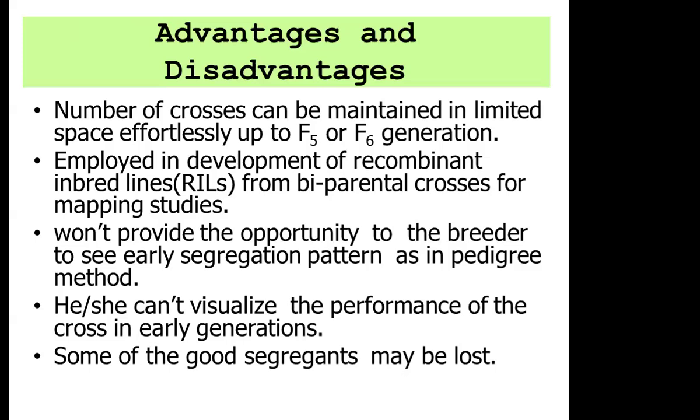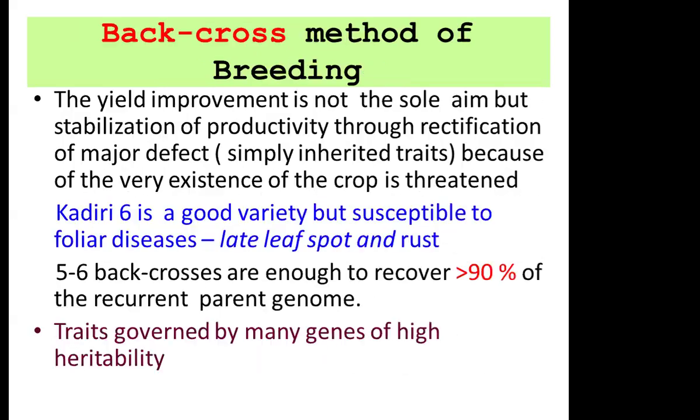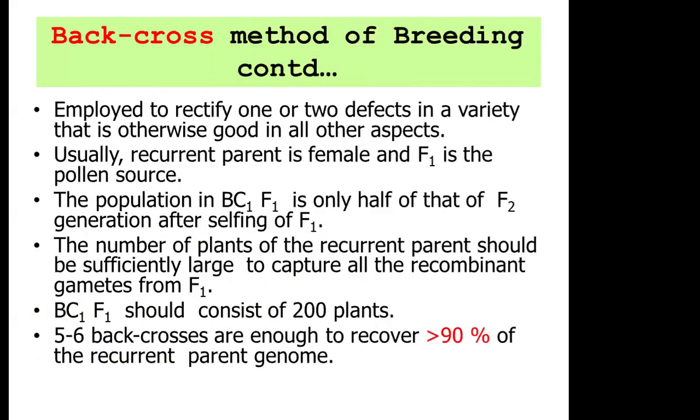And this is useful for development of recombinant inbred lines for marker work. Next slide. This backcross method is useful only when we have to rectify one defect in a popularly grown variety. For example, Kadiri 6 is susceptible to foliar disease, and we want to introduce resistance to late leaf spot and rust. Then it is okay. Otherwise, it is employed to rectify one or two defects.